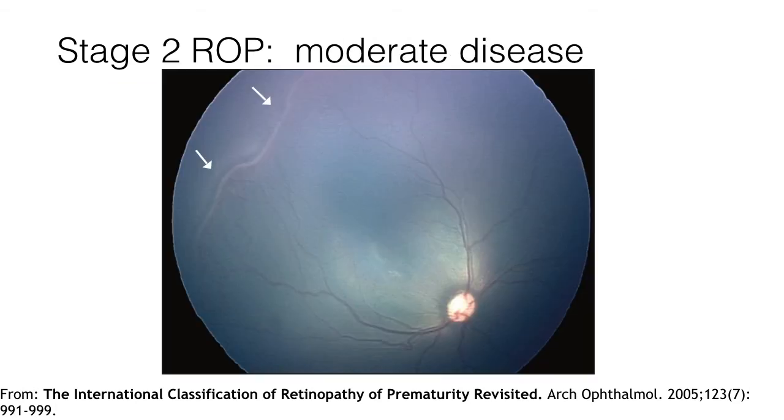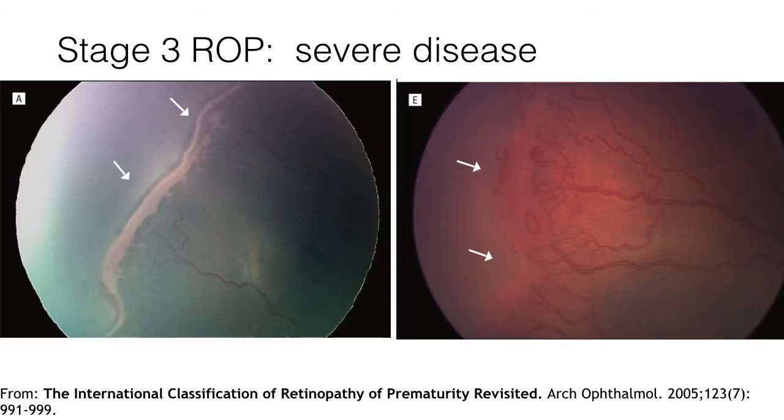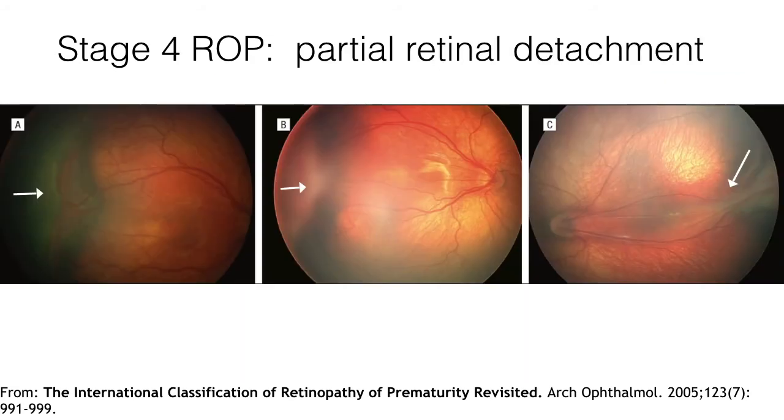Here is a photo of Stage 2 ROP, shown by the white arrows, where the line between the developed and the undeveloped retina becomes an elevated ridge with height and width. Stage 2 is a moderate form of ROP. Here are photos of Stage 3 ROP, shown by the white arrows, which is considered severe ROP. In Stage 3 ROP, there is an abnormal growth of the new blood vessels. Instead of growing normally along the surface of the retina, they begin to grow above the retinal surface. These abnormal blood vessels are leaky and can cause bleeding within the eye.